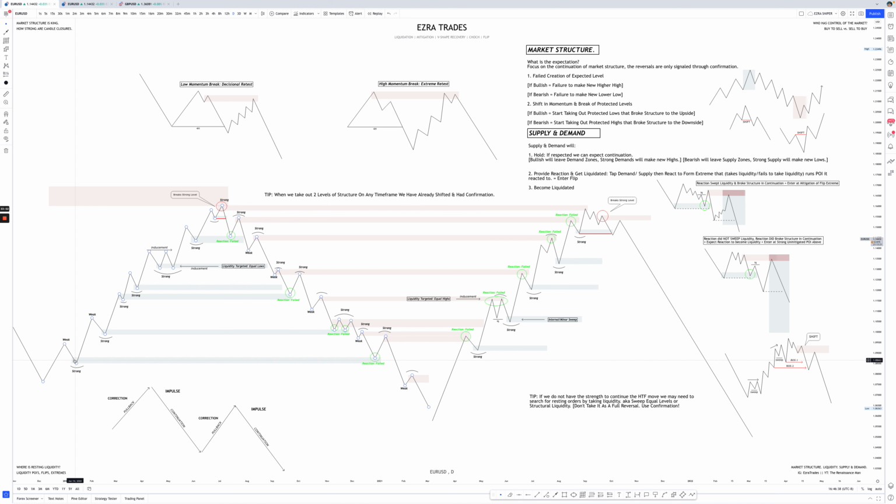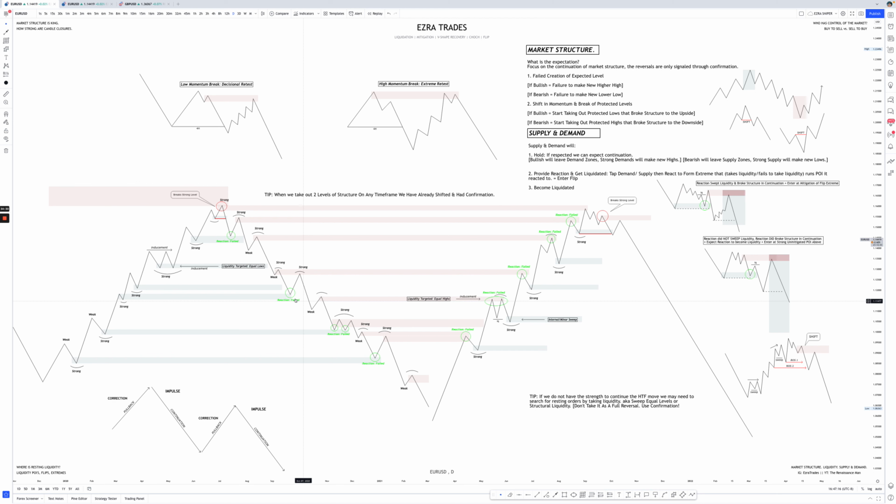So every time that we have a strong level and we break structure to the upside in this, let's say, bullish corrective pullback, we're leaving behind a strong demand level, right? And later we may or may not get reactions to it. So with supply and demand, we'll have three examples. Either supply and demand will hold, and if it's respected, we expect continuations, right? Bullish will leave demand zones, strong demands will make new highs, bearish will leave supply zones, strong supply will make new lows. That's number one.